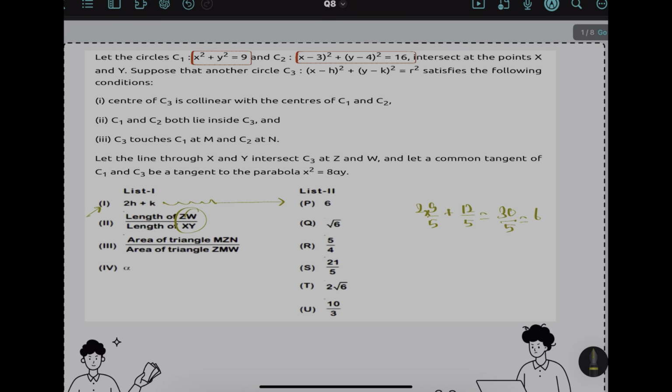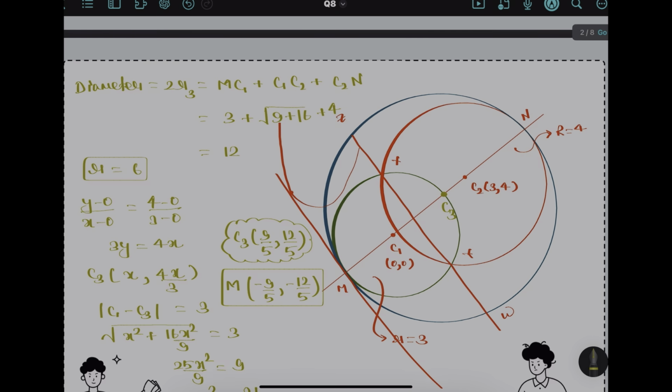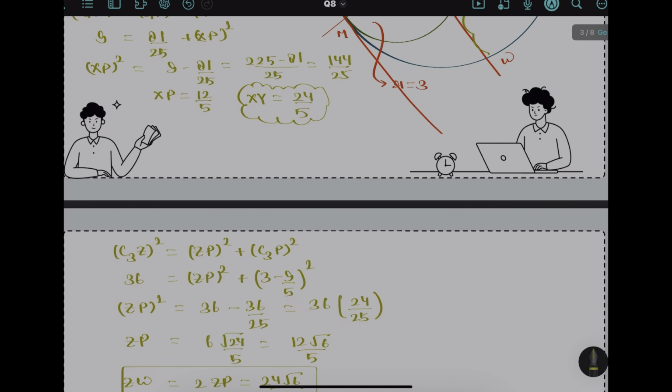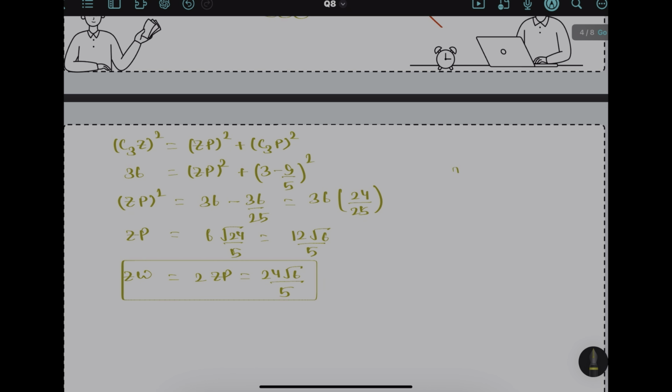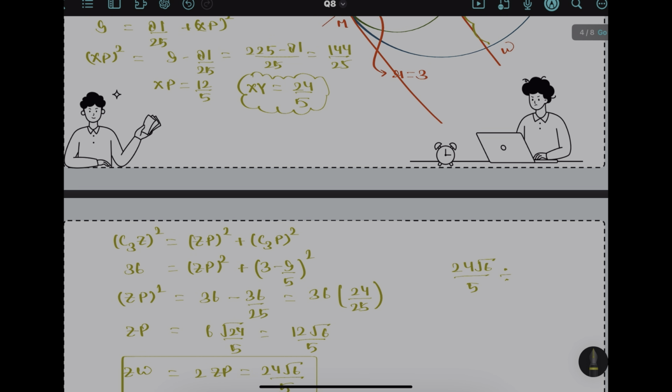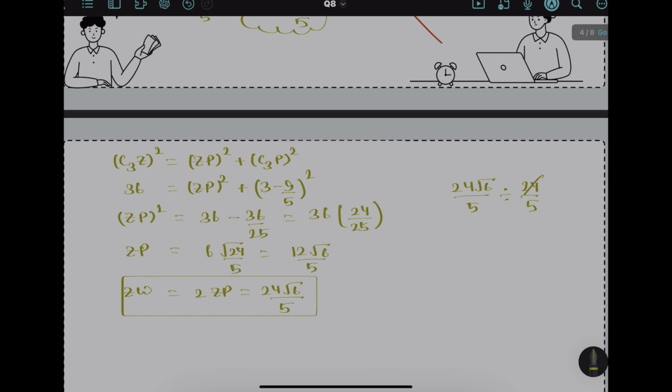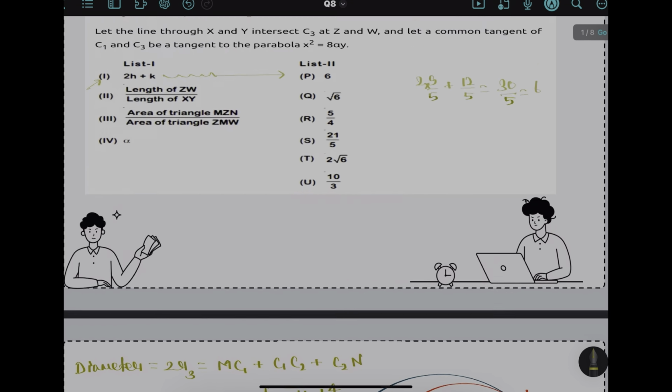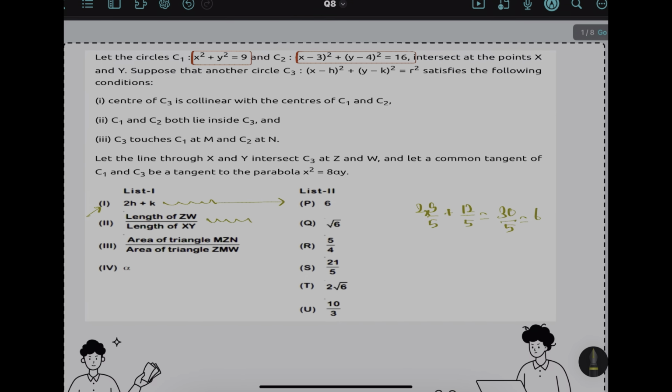Now what was the required thing? The required thing was ZW by XY. So who is ZW? ZW is 24 root 6 by 5, divided by XY, 24 by 5. So this thing gone, this thing gone, so we are left with root 6. Now you can connect this situation with root 6. I hope till this part is okay.